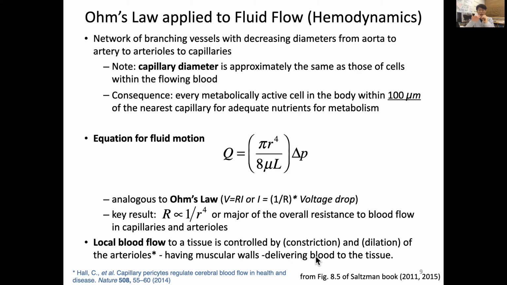so that they can deliver blood to the adequate place. I put this as an asterisk, and the reason is people are arguing about whether the arteriole is the final controller of our blood flow, and some people argue against that. For example, David Attwell's group from University College London published a Nature paper in 2014. The title is Capillary Pericytes Regulate Cerebral Blood Flow in Health and Disease.